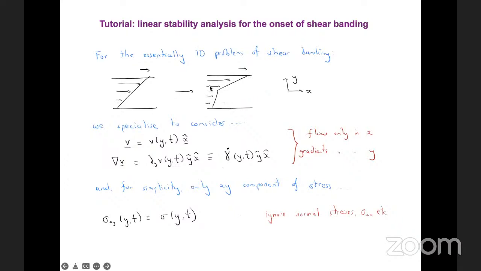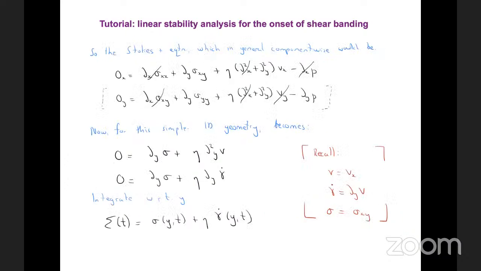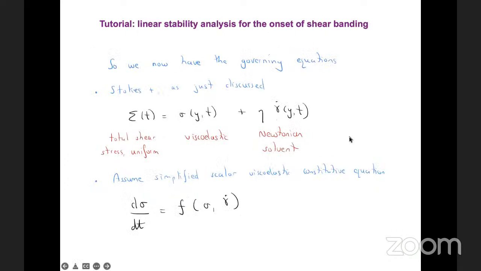And you can see why that is, because on any rectangular slab of the fluid, the force is the stress at the top of it acting this way and the stress at the bottom of it acting this way. They have to be equal and opposite if there isn't to be a net force on that slab, because if there were a net force, that slab would be accelerating. So in other words, this is just force balance, that comes from doing the Stokes plus equation component-wise. So that's the first basic equation that we're going to use. So this is it again, Stokes plus as just discussed: total shear stress is uniform, the sum of a viscoelastic and a solvent term.